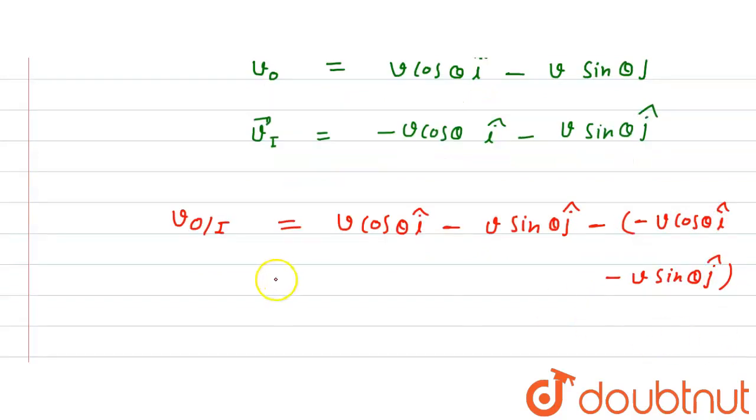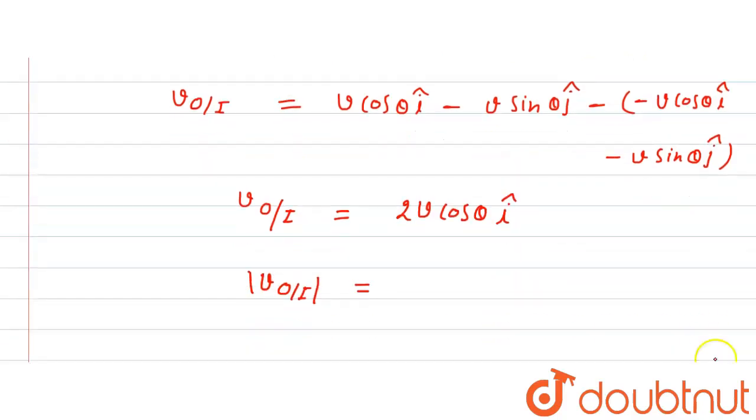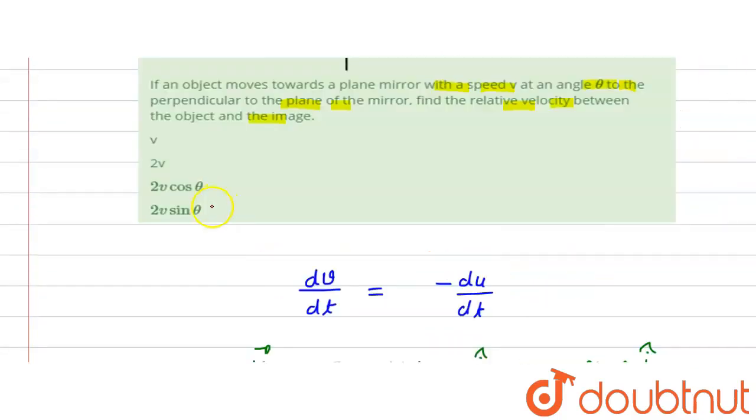After calculating, this relative velocity will come 2v cos theta i cap, and now here take the magnitude of this. So v of object with respect to image is equal to 2v cos theta. So this is the solution. Now check the option. So that means the third option is right. This is the relative velocity between object and image. This is the solution to this question, guys.